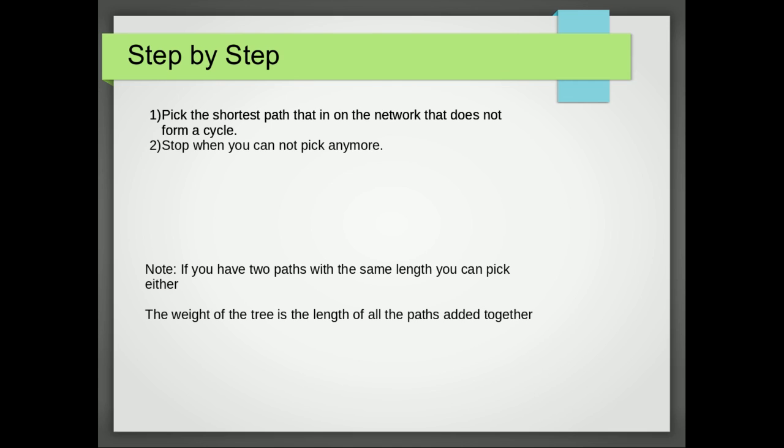If we have two paths at the same length, we can pick either of those paths. It doesn't matter. We might end up with a different minimum spanning tree to somebody else, but we will get the same weight for the solution. And remember, the weight of the solution, the weight of the tree, is the length of all the paths added together.